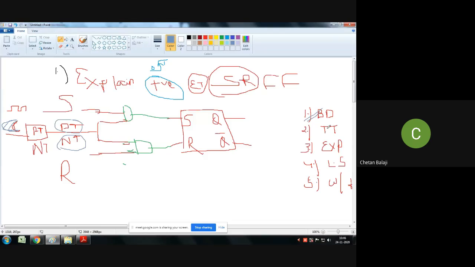Now let's write the truth table. How do you write the truth table? Earlier, in the previous cases, you were writing clock pulse as enable. Now I don't write enable; instead of enable, I write clock pulse. Clock pulse, S, R, Q. If clock pulse equals 0, as usual, whatever you give, the output remains no change.